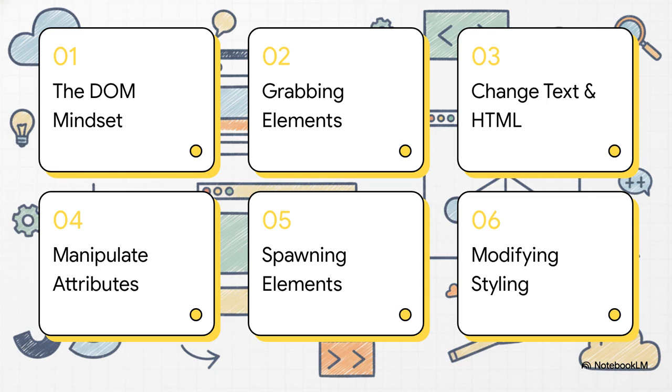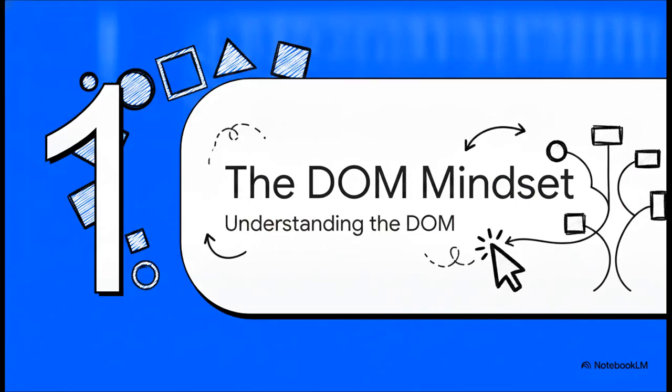Okay, let's dive right into this. We're covering the 6 core building blocks that will give you absolute power over any web page. The DOM mindset, grabbing elements, changing text in HTML, manipulating attributes, spawning new elements, and finally, modifying styling. Starting with number 1, the DOM mindset.